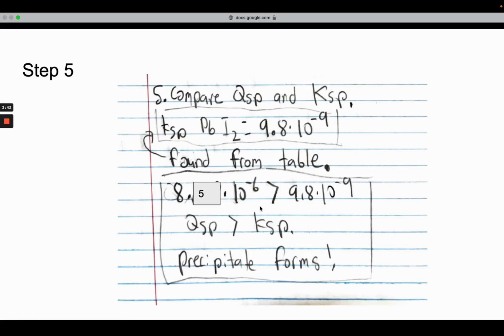Then you compare QSP and KSP. The KSP of PbI2 is 9.8 times 10 to the minus 9, which is found from the table. You look at the table, and then you compare it to QSP. 8.5 times 10 to the minus 6, or QSP, is larger than 9.8 times 10 to the minus 9, or KSP. That means that a precipitate forms. If KSP was larger than QSP, that would mean that a precipitate would not form.